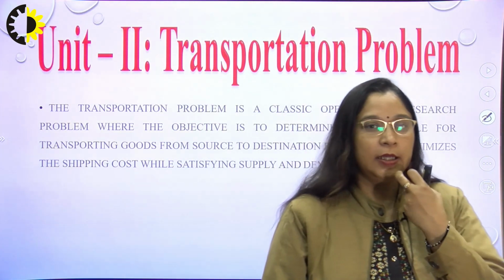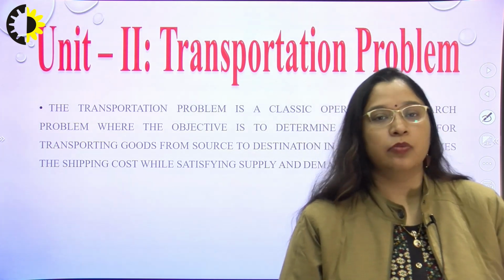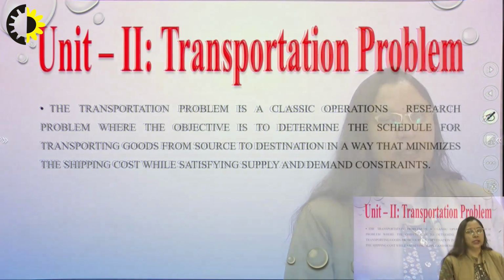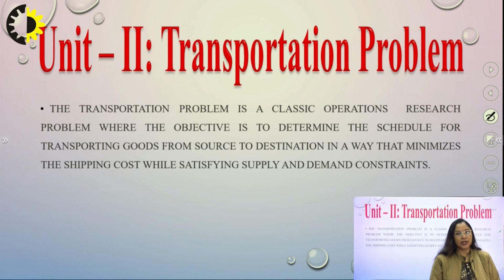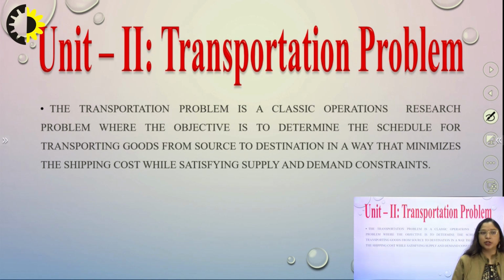As I told you in the assignment model, there is one source and one destination. In the transportation method too, we have sources and destinations, but here we mainly have to deal with minimizing the shipping cost. A transportation problem is a classic operation research problem where the objective is to determine the schedule of transporting goods from source to destination, while keeping in mind that we have to minimize the cost.